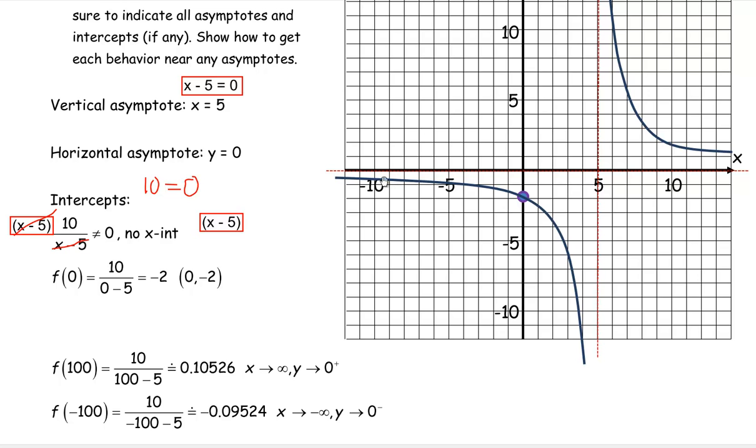If we want to know what happens here, as you go to the far left, substitute a number like negative 100 in place of x.